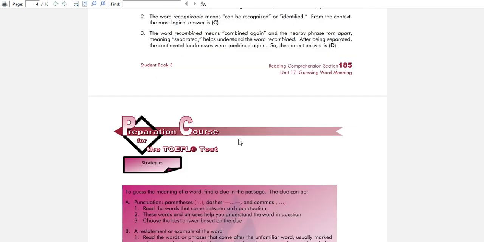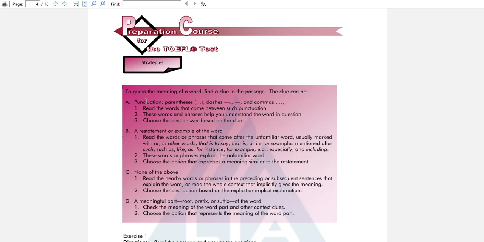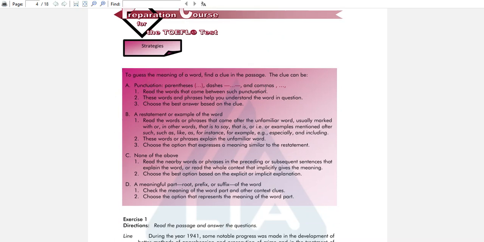I think that's the explanation. Yeah. Oh, sorry, this is the strategy. The strategy to guess the meaning of a word, find a clue in the passage. Nah, this is related with book 1 and 2. First of all, you can do this strategy. Find the clue. What clue? Punctuation clue, restatement clue. Or if you don't have any punctuation or restatement, you can look at the context. How to do that? Read the nearby words or phrases in the preceding or subsequent sentences that explain the word, or read the whole context that implicitly gives the meaning. Choose the best option based on the explicit or implicit explanation. Again, this is quite hard, yeah, because you have to look at the context.